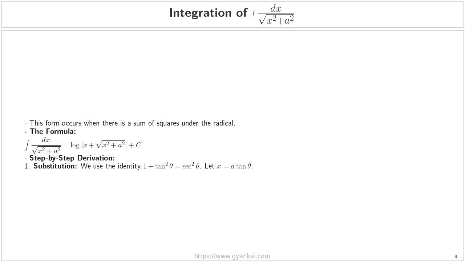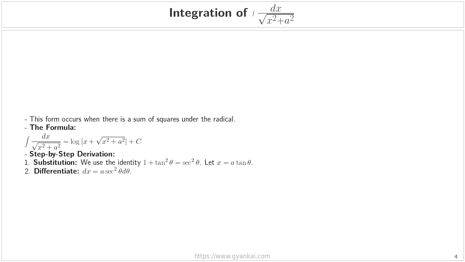We're going to use the trigonometric identity 1 plus tangent squared theta equals secant squared theta. This identity is key because it allows us to eliminate the square root. So, we let x equal a times tangent of theta. Next, we differentiate both sides of this substitution with respect to theta. This gives us dx equals a times secant squared theta d theta.